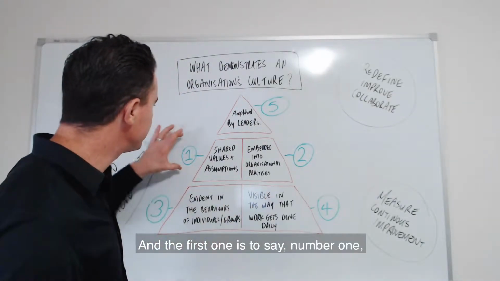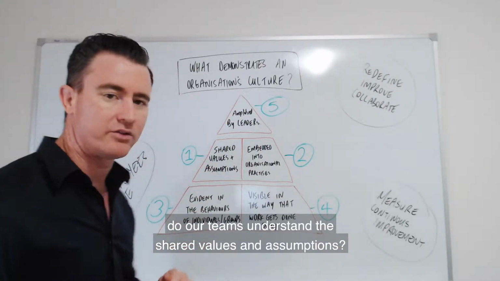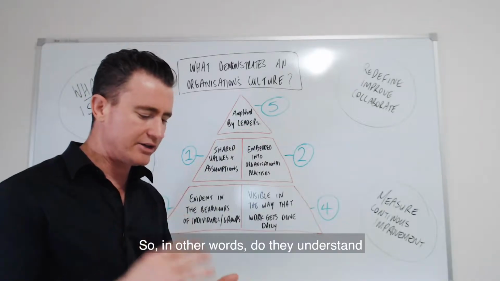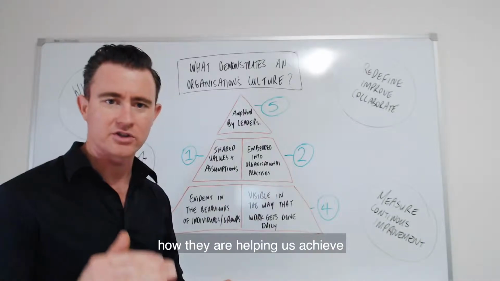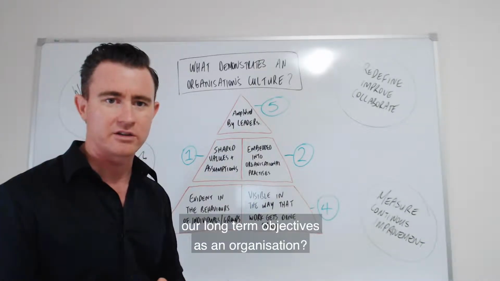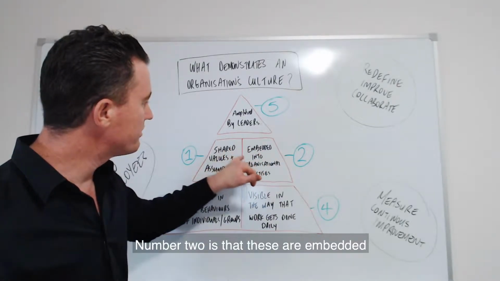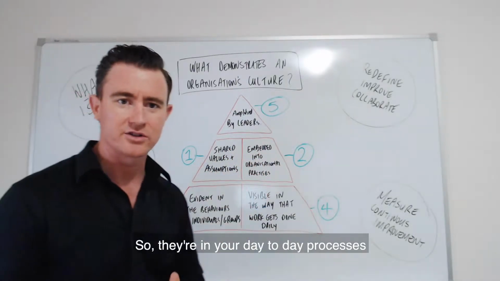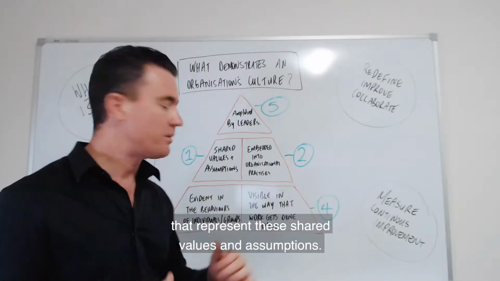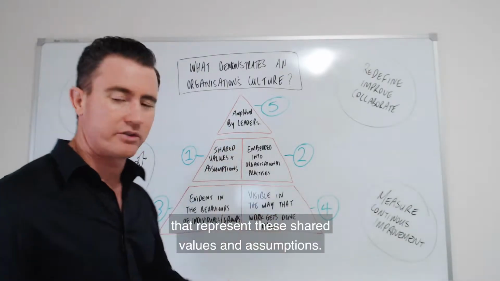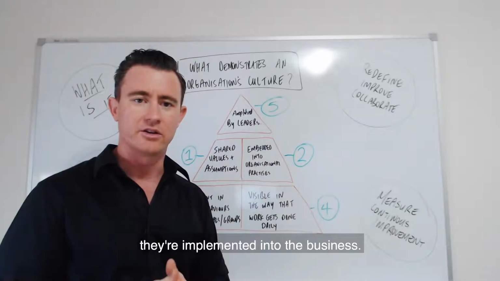And the first one is to say, number one, do our teams understand the shared values and assumptions? So in other words, do they understand the values and the behaviours, why they're there, how they are helping us achieve our long-term objectives as an organisation? Number two is that these are embedded into organisational practices. So they're in your day-to-day processes that represent these shared values and assumptions. They're not just placards on a wall, they're implemented into the business.